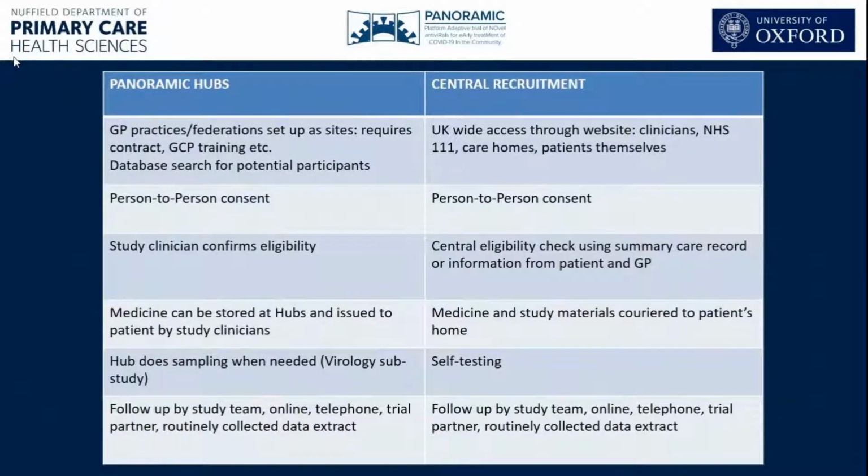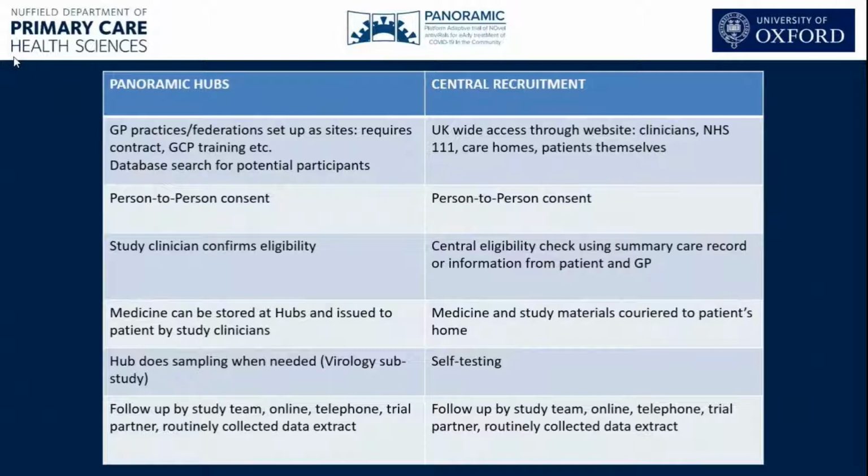So participants will be recruited either via Panoramic hubs or via the central team. And the table here outlines the differences between the recruitment procedures. So Panoramic hubs will be made up of GP practices or federations set up as sites. They'll require a contract in place and GCP training, and potential participants will be found by a database search.